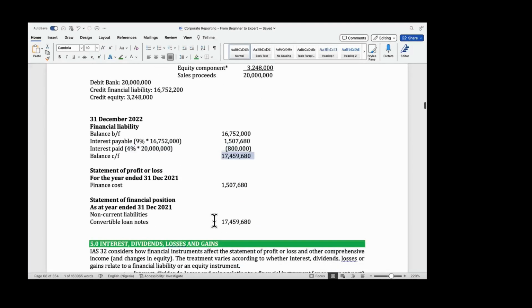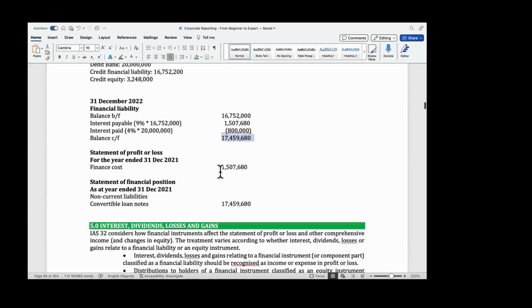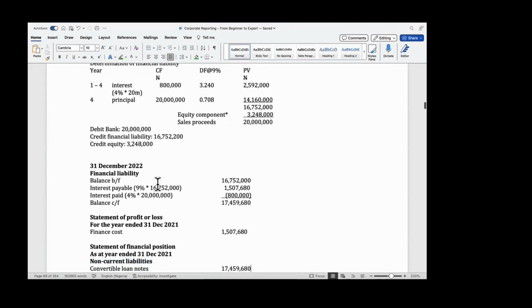And doing a statement extract, in my statement of profit or loss, what goes to my finance costs is 1.5 million. And in my statement of financial position, I have my non-current liabilities, and the convertible loan note, which is this amount, goes to my statement of financial position. And this equity also will come in under equity in my statement of financial position. And that's how this works.